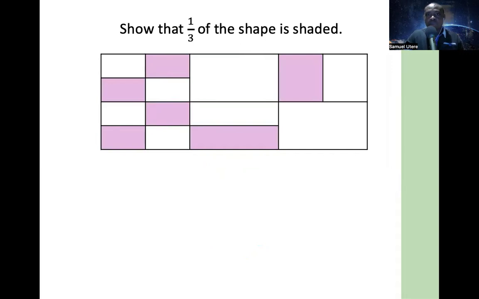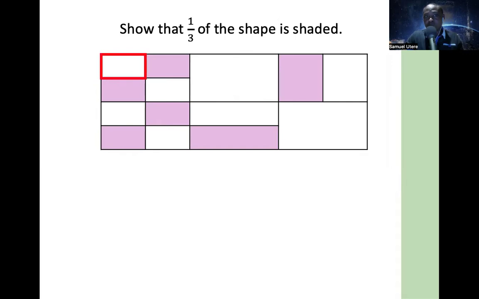All right, let's look at one more example. Is it possible to show that 1/3 of this shape is shaded? How would you go about it? Have a think. Well, looking at it, we cannot quickly say whether 1/3 of the shape is shaded, because the shapes are of different sizes. But if we decide to make all the parts equal, then we can quickly spot whether 1/3 of the shape is shaded.